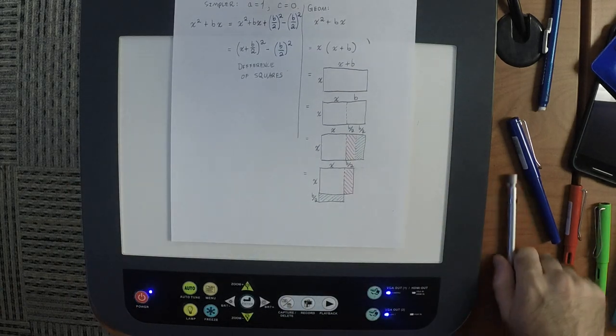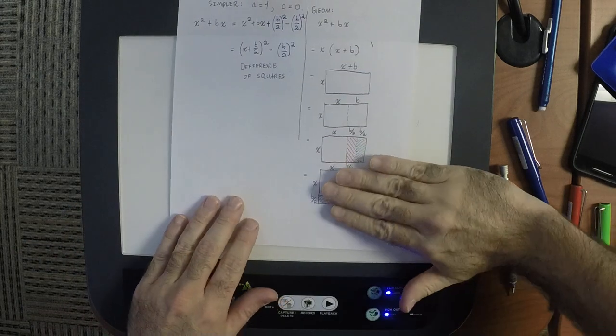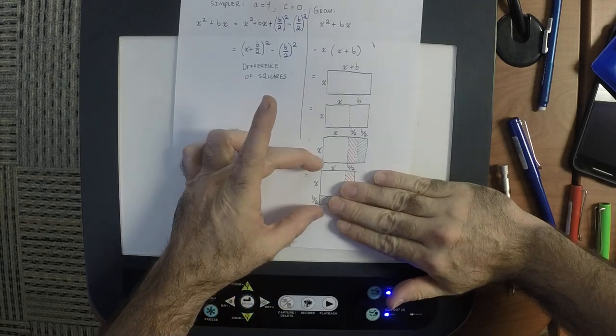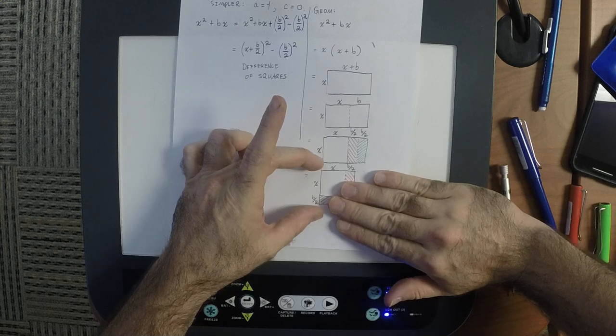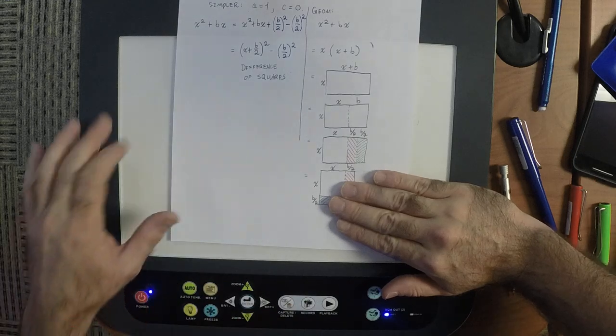Okay, so now, it's not a rectangle anymore, but ignoring what's happening in the corner for a moment, how tall is it? X plus b over 2. And how wide is it? X plus b over 2.